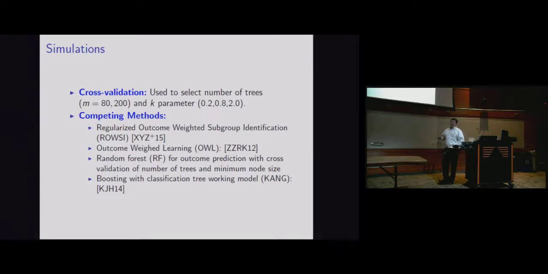The competing methods that we looked at here, row SI, a regularized outcome-weighted subgroup identification, is an outcome-weighted learning type method. Outcome-weighted learning itself from the original method. We looked at random forests as just a prediction model where we cross-validated the number of trees and the minimum node size at the terminal nodes. And we also looked at a proposal that used boosting with a classification tree working model. So a number of different competing methods here.